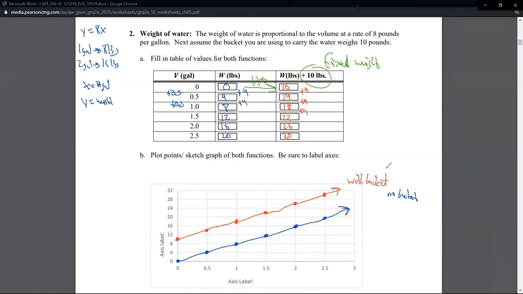Now again, excluding the bucket, this is a proportional problem because it went through the origin with no bucket, but with the bucket's weight, with that fixed weight in addition, this is no longer proportional.